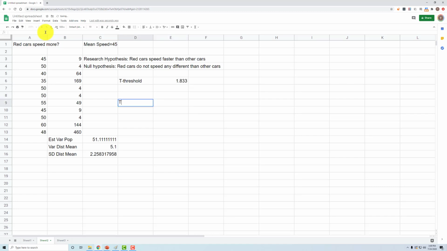Now we just have to do the t-test, which we're going to take the mean of our sample minus the mean of the population divided by our calculated standard deviation, and we're going to get 1.3. This is not really significant. It's below the threshold, so we fail to reject the null hypothesis.